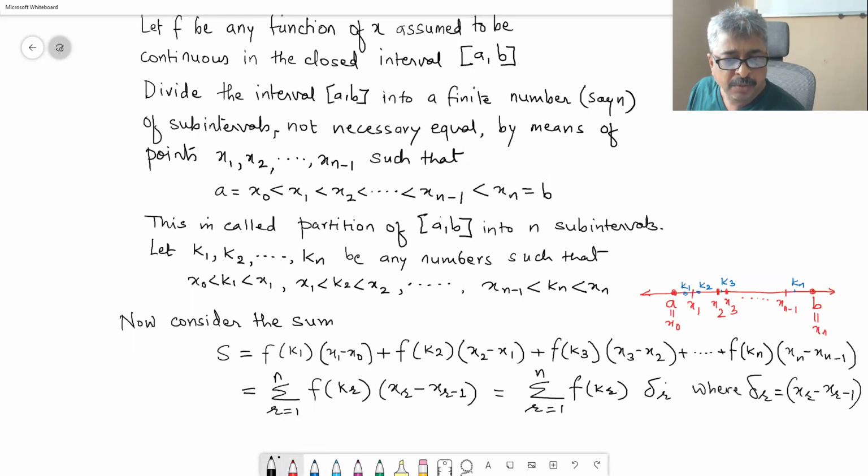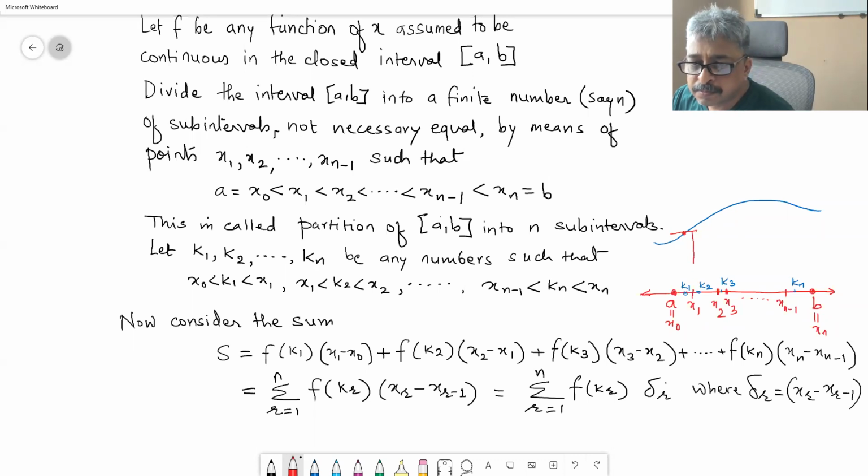Maybe I will draw another picture. Okay, here itself, suppose I have a curve like this. This is your x-axis, this is your function. Then what are we trying to do? We are trying to find out the value of the function at k1, multiplied by x1 minus x0. So this area. Okay, so this is the area of this rectangle. That is our first term.